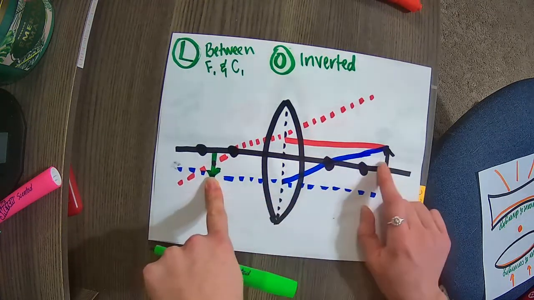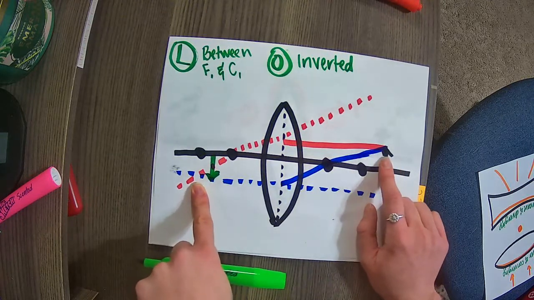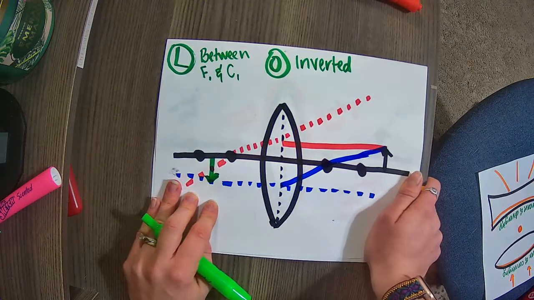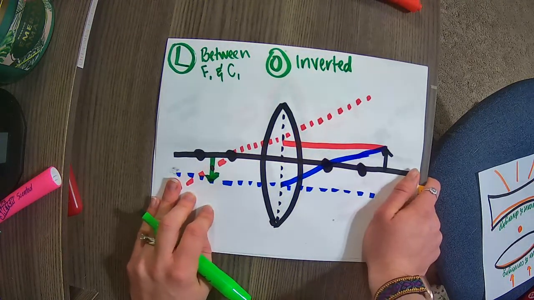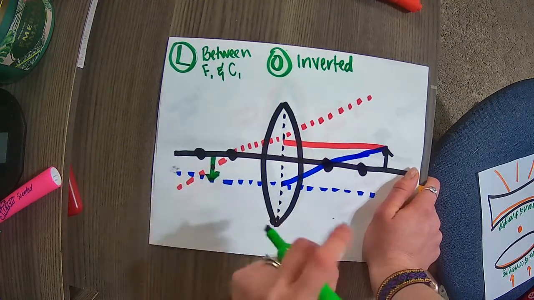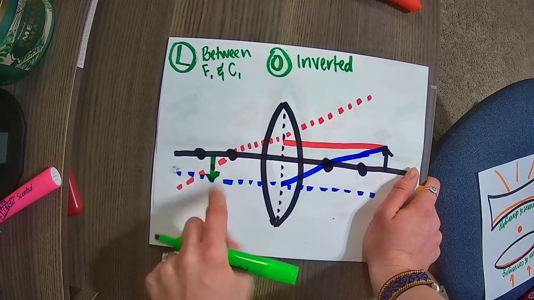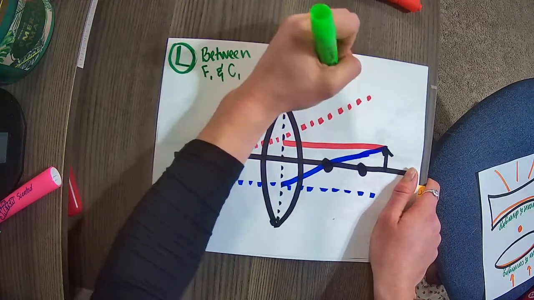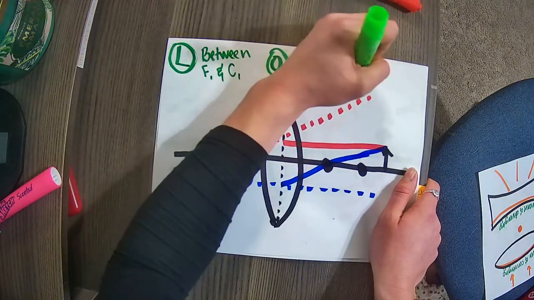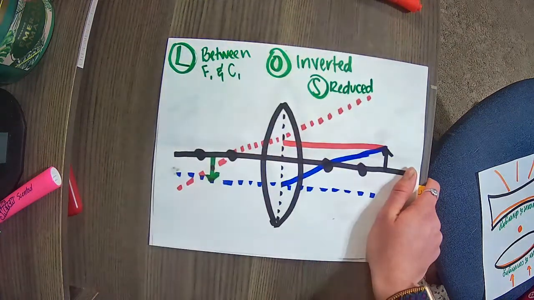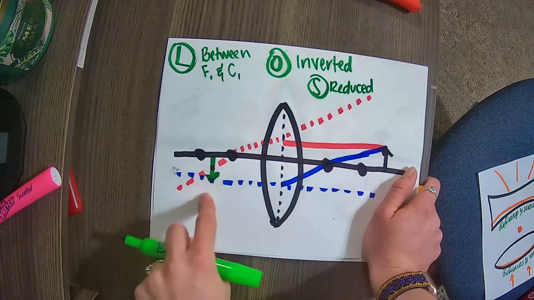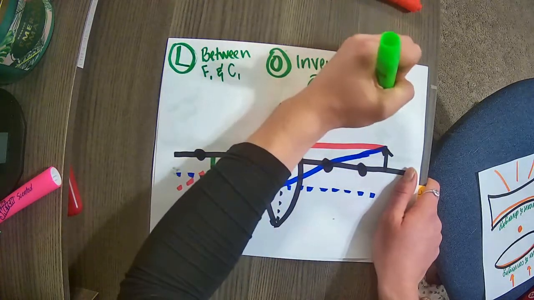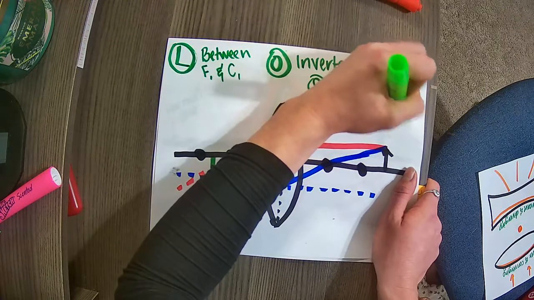Our size, if we were to have perfectly straight edge lines, which you'll see better in the computer drawings because that forces you to have straight lines, is actually going to be reduced. So size reduced. And then T, which is our type. The type for this is going to be real.